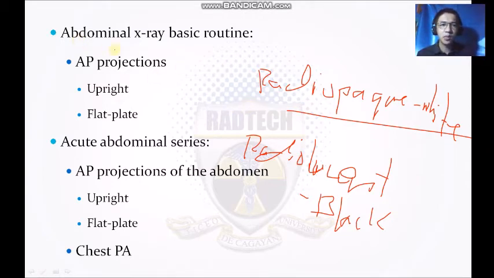So we have the basic routine for an abdominal x-ray. We have AP projections. That means the same projection but with different positions of the patient.